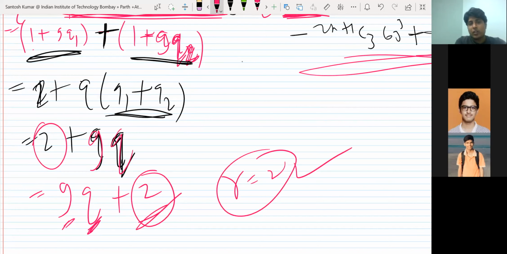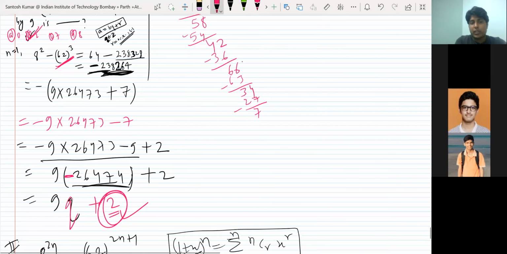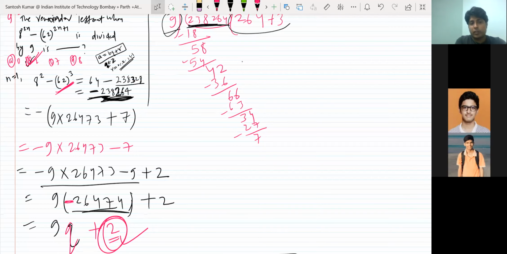You can do it in general, or you can do it in particular. You take any one n. You can take n as 1, 2, 3, any number you want.